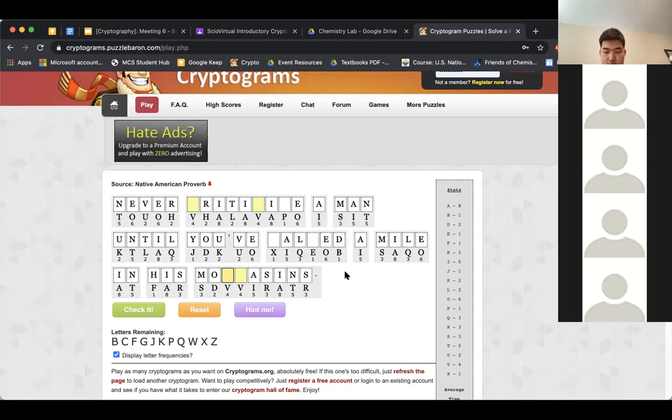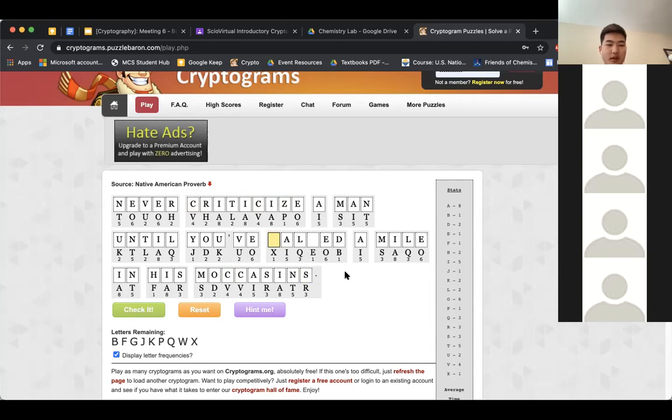Have you guys heard this word before? I feel like some of you might have. It's kind of an old word for shoes. Yeah, moccasins. Yeah, criticize.